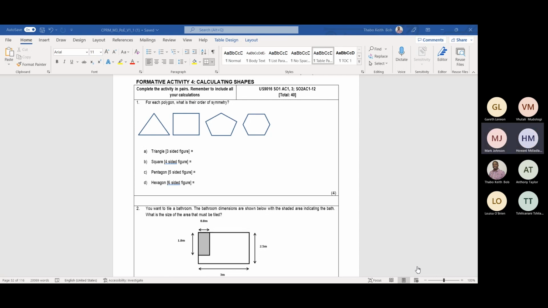Okay, guys. So what is their order of symmetry? The order. Okay, so what I'm thinking, I'll just share my thoughts. Symmetry means symmetrical. So we have to state the symmetry lines. A triangle has 3 symmetry lines, and a square has 4. A pentagon has 5 symmetry lines, and a hexagon has 6 symmetry lines. I don't know if you agree with me or you disagree.